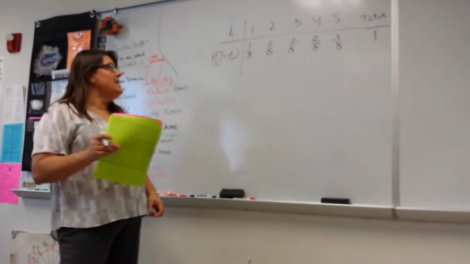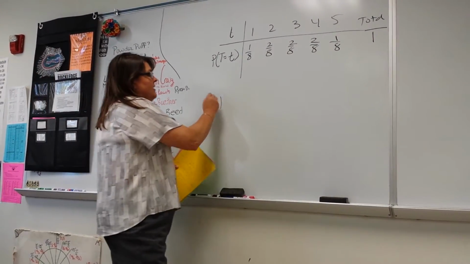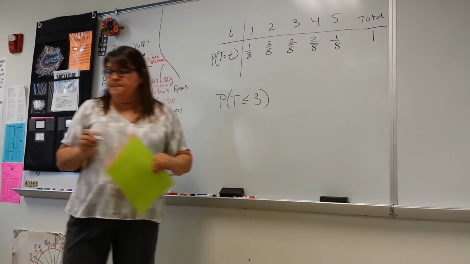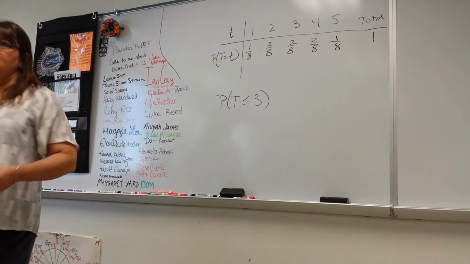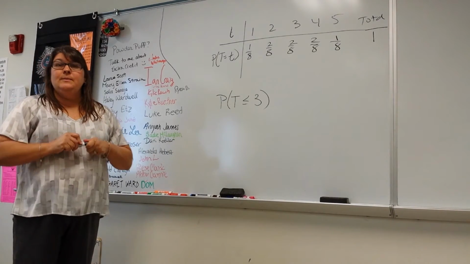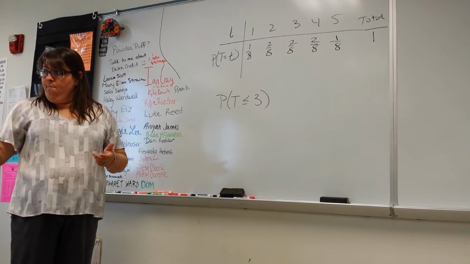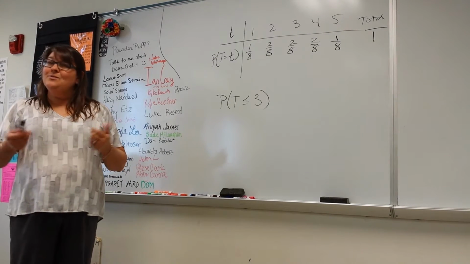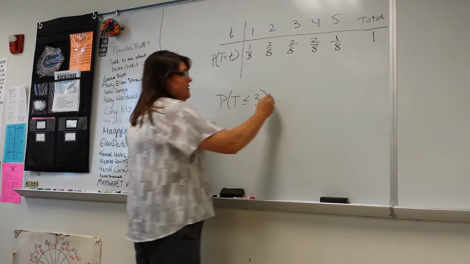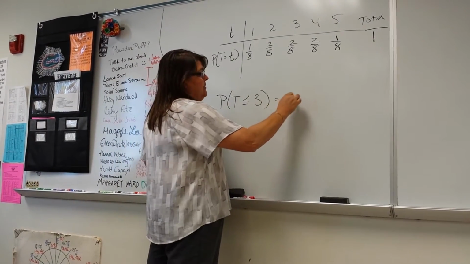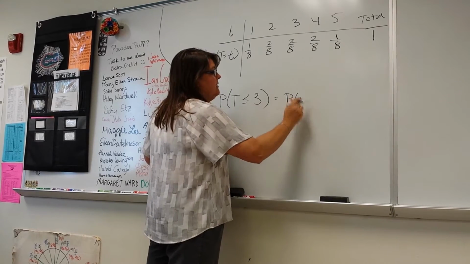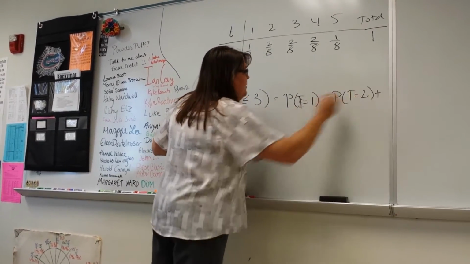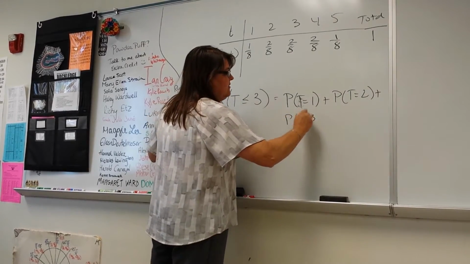Now, the next question I have is, what is the probability that t is less than or equal to 3? In words, tell me, what does that mean? So it could be 1, 2, or 3, correct, because it's or. So this, by definition, is the probability that t is 1, plus the probability that t is 2, plus the probability that t is 3.